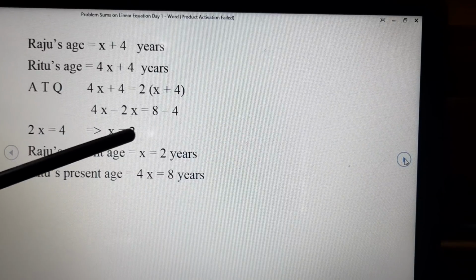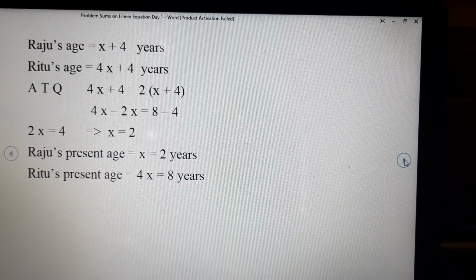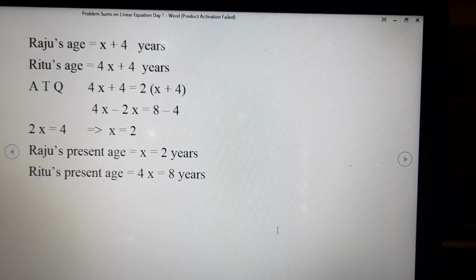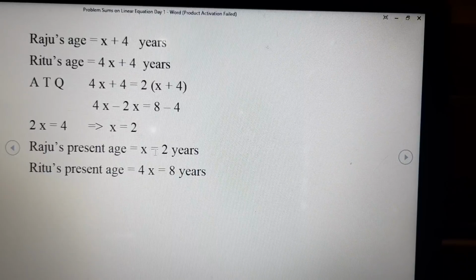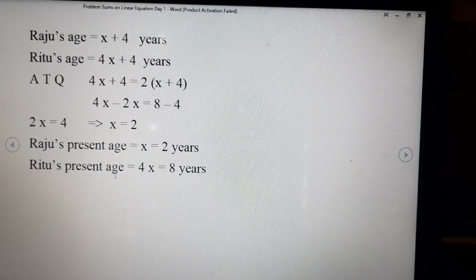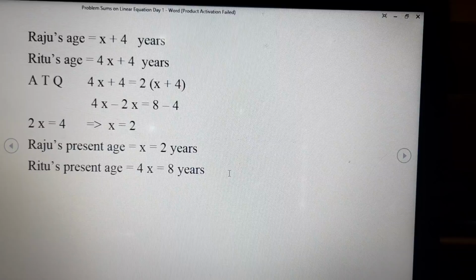Then we'll open the bracket and we'll get the answer as x is equal to 2. So Raju's present age is x, which is 2 years, and Ritu's present age is 4x, that means 8 years.